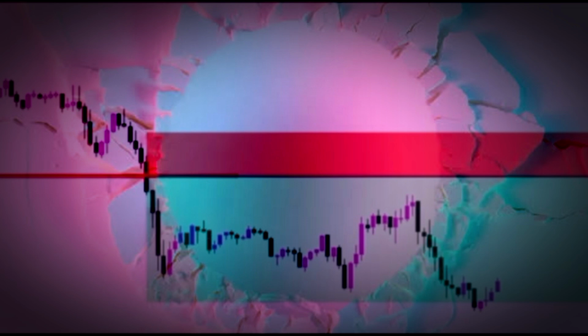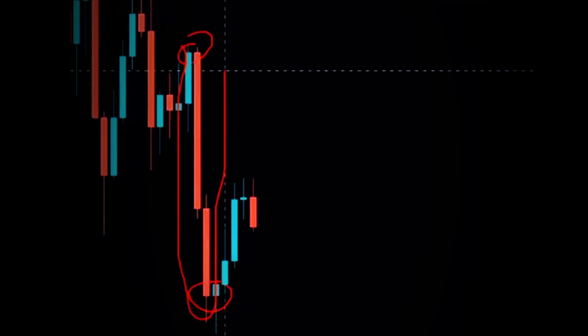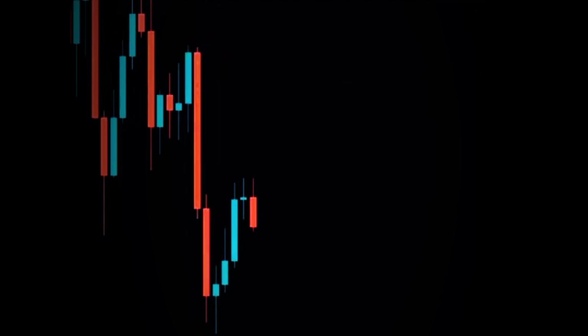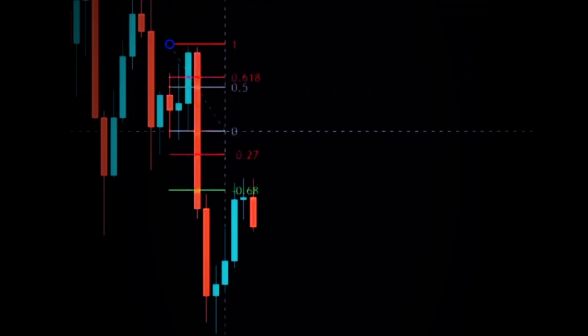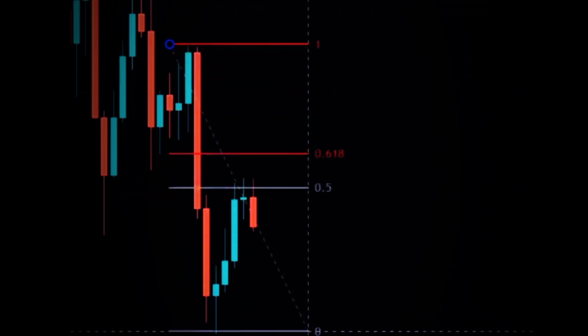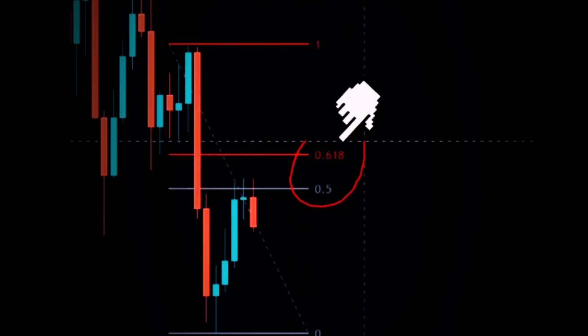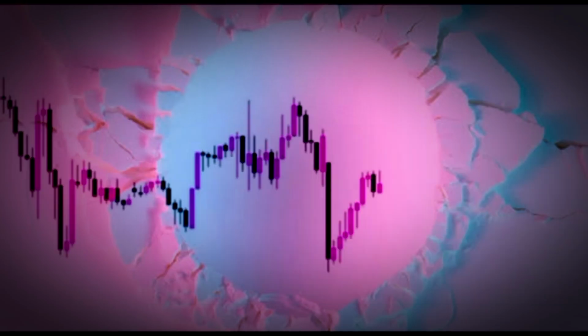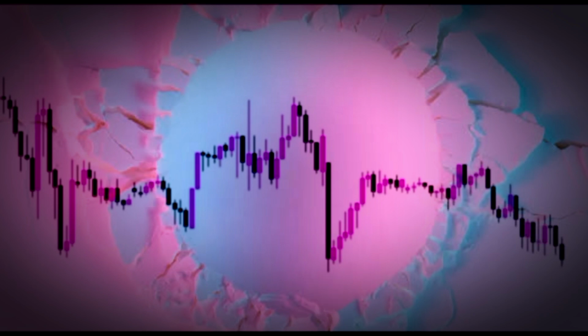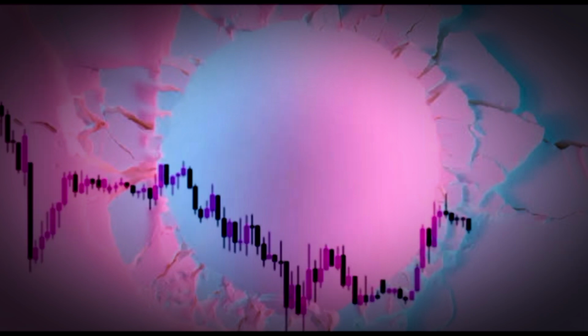Now that we have learned about breakouts, let's move on to a strategy that can help you make profitable trades in the market. This strategy involves using Fibonacci retracement along with price action. Let's understand this with an example. Initially, we see the market making lower highs and lower lows. However, after a certain point, the market starts to reverse, creating higher highs and higher lows.